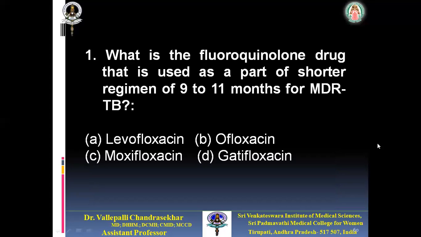So what is the fluoroquinolone drug that is used as a part of the shorter regimen of 9 to 11 months for multi-drug resistant TB? Moxifloxacin. Excellent. So again, this is a very common thing, that is moxifloxacin. Moxifloxacin is the fluoroquinolone which we are giving in a shorter regimen.